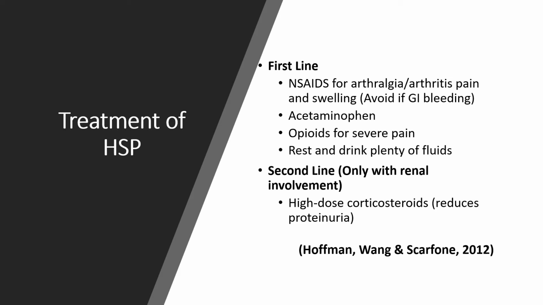Second-line treatment would only be used if the patient has renal involvement. This would include high-dose corticosteroids that help to reduce proteinuria.